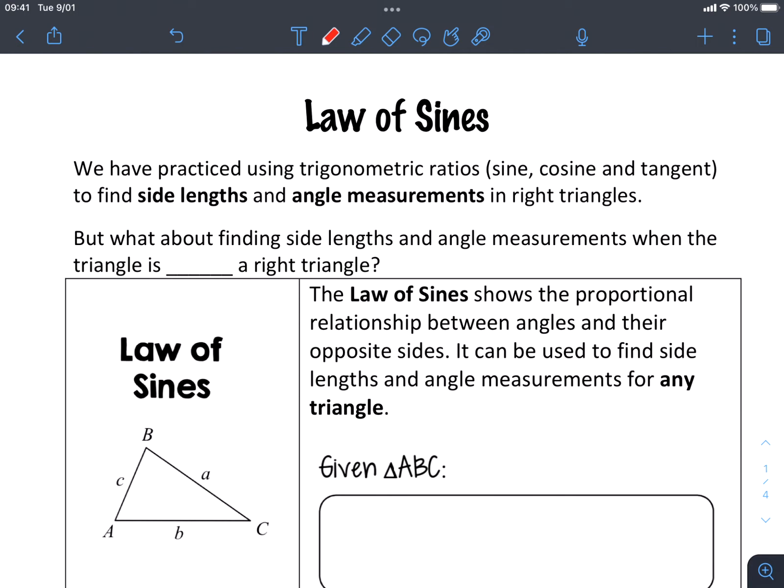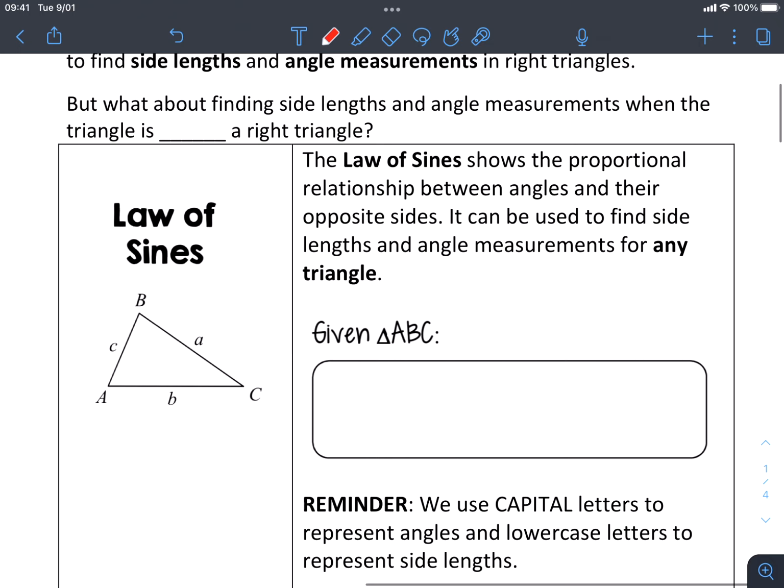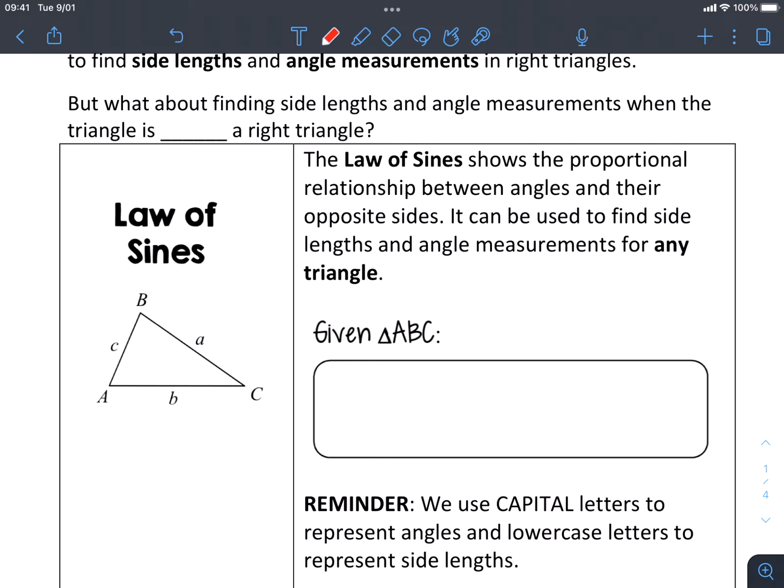So the law of sines shows the proportional relationship between angles and their opposite sides. It can be used to find the side lengths and angle measurements for any triangle, so that does include right triangles, but we learned that with right triangles we have the other trig functions that we can use, so there's easier ways to find them, but it does work for right triangles as well.